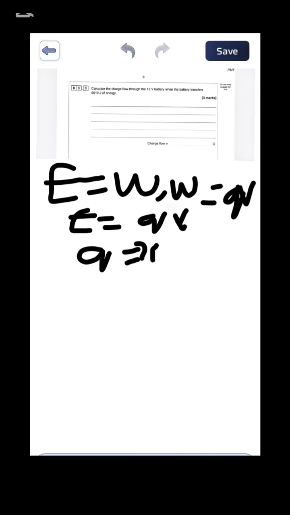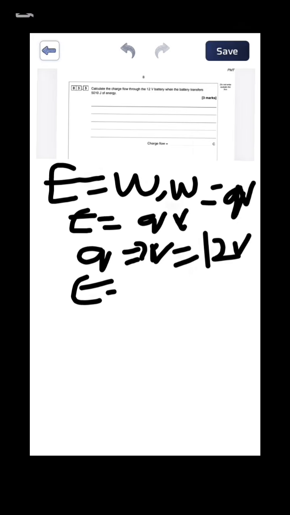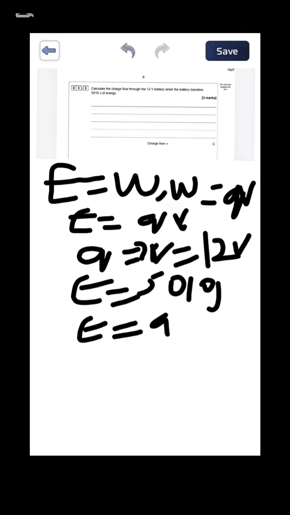So now our V is given as 12 volts, and our energy is 510 joules. So from here we can get our Q. Let's make Q the subject, which is the charge. So that will be E equals QV. So divide both sides by V.